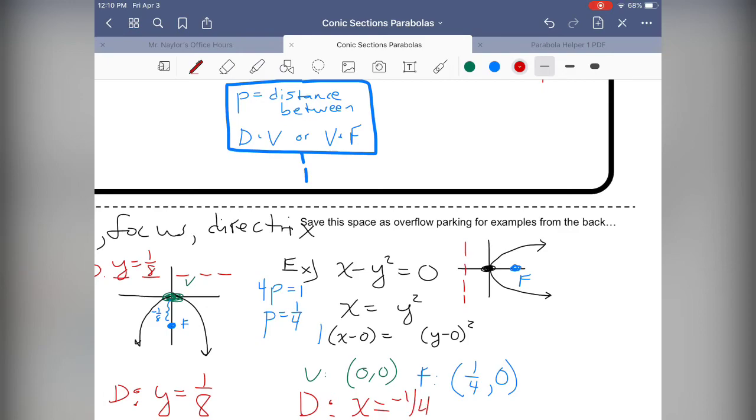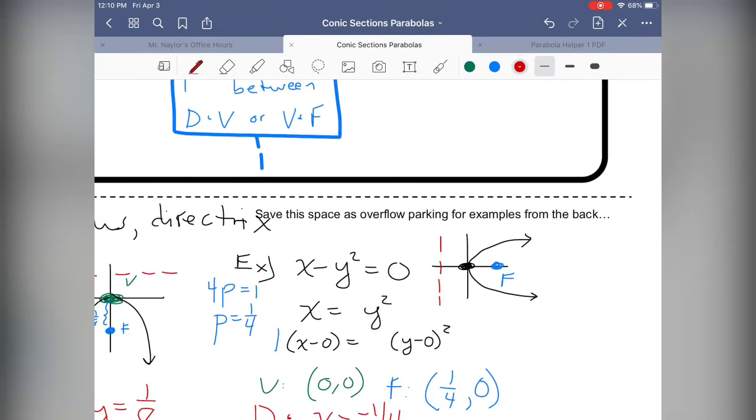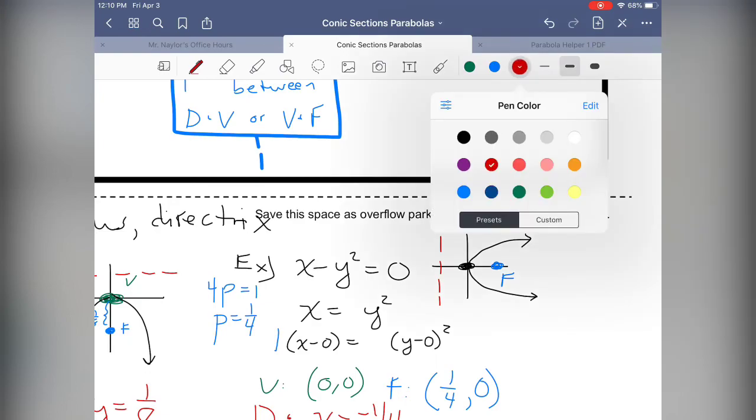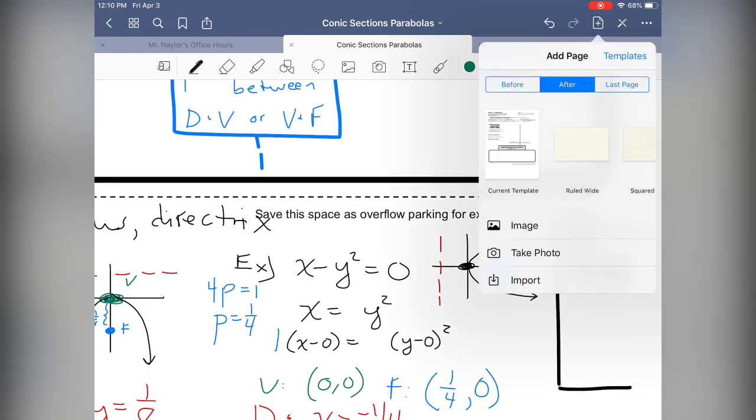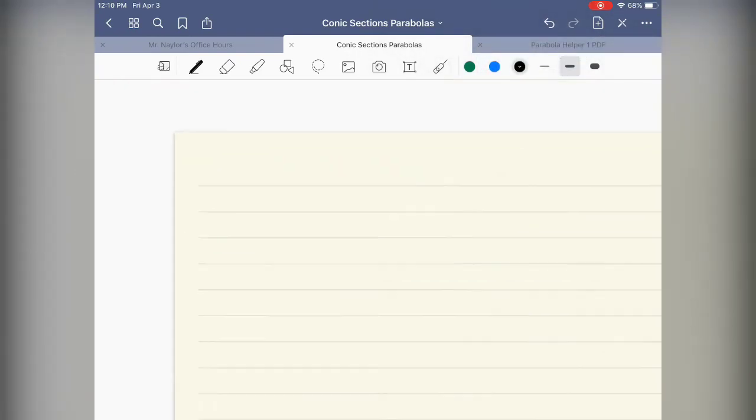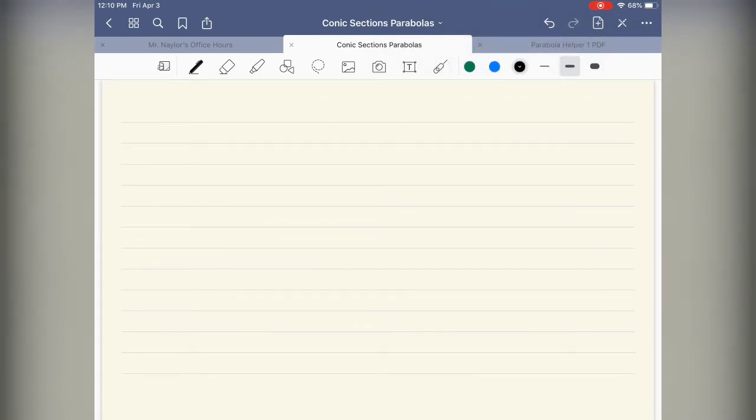So I'm going to give myself a little bit of space here, and you can squeeze it in if you're just taking notes on your own paper. Again, I have one more problem that I want to put in here. Let's add some space here for me to do this, and I want you to be able to write an equation from a graph.